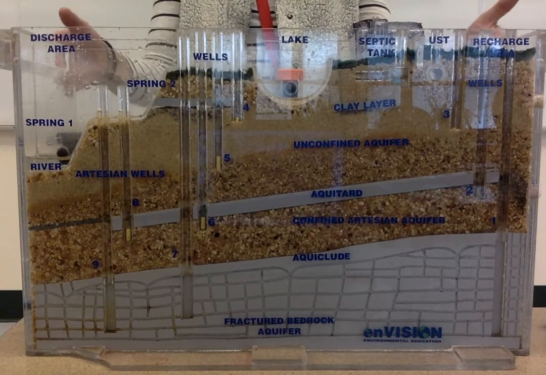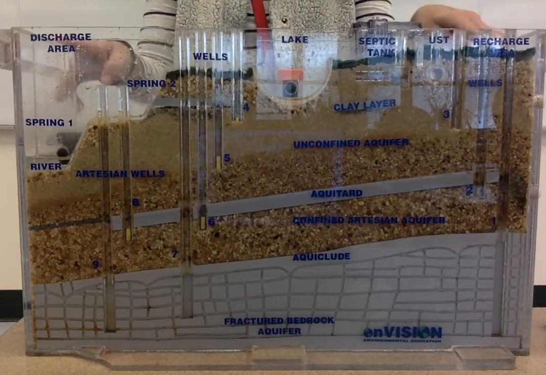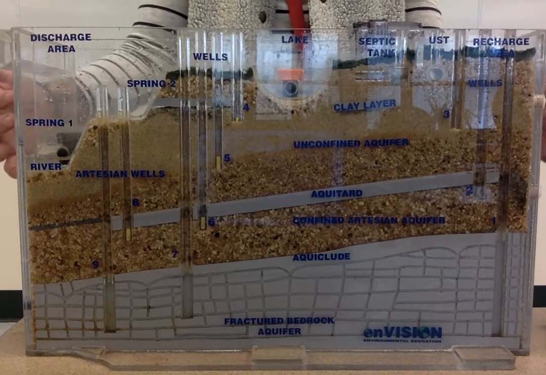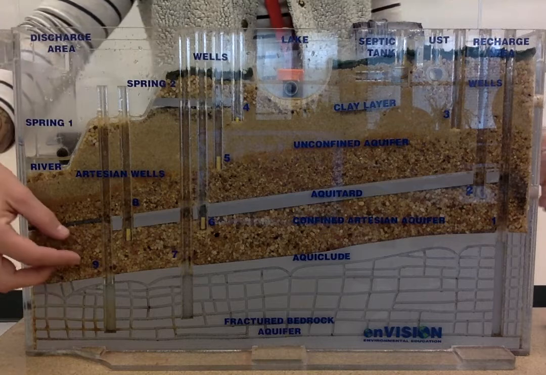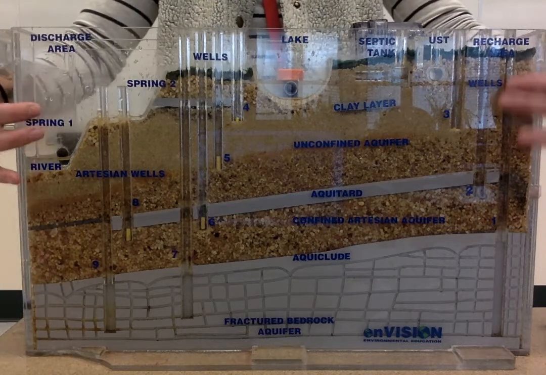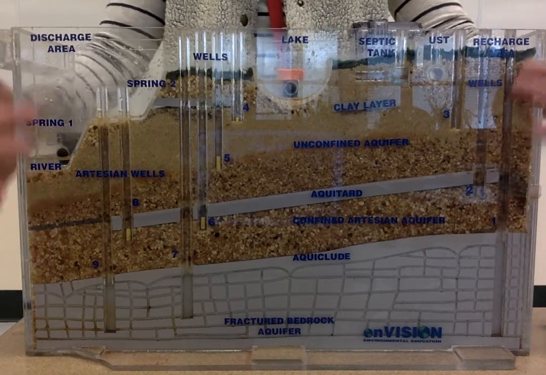This is a model of an aquifer. And an aquifer is where the water is stored underground. And as you learned yesterday, the water is stored between the rocks. In Maine, it's gravel that are underground.